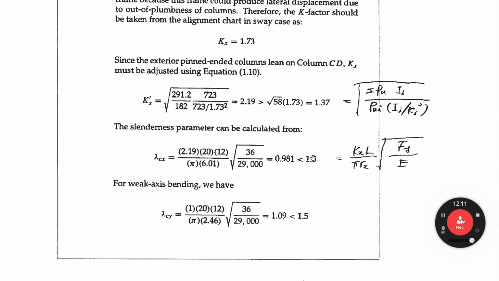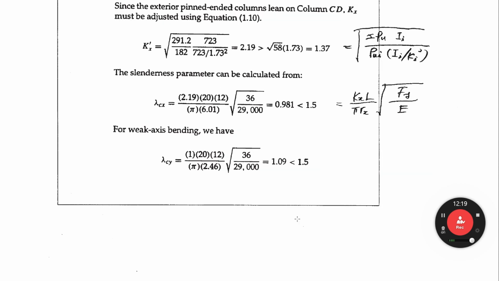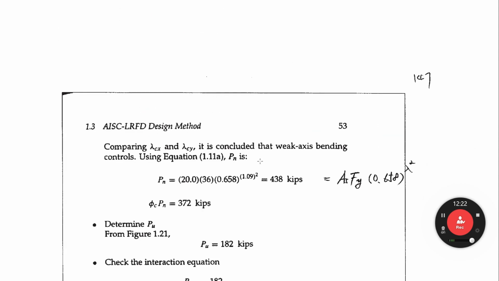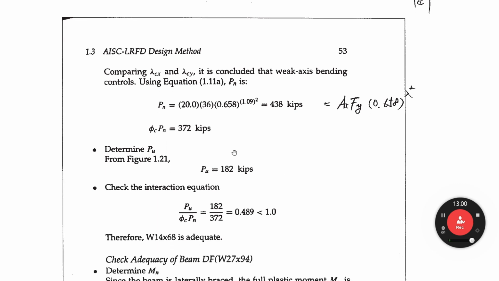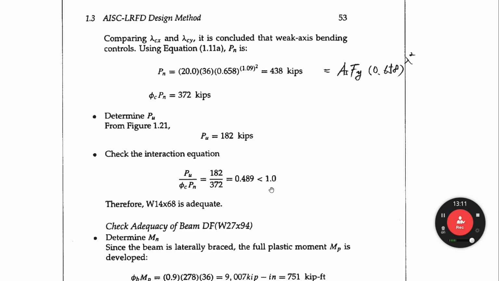If we compare the strong axis slenderness parameter and the weak axis, the weak axis has the bigger value. Then the weak axis governs the column strength. So the slenderness parameter is less than 1.5, so we have to use this equation: Fcr = 0.658^(λc²) Fy. If you input this value, 1.09 squared, then you have that value. We apply φc Pn of 372. That is the column strength. The actual force is 182. The ratio is less than 0.5. So this column is safe for that load case 2.